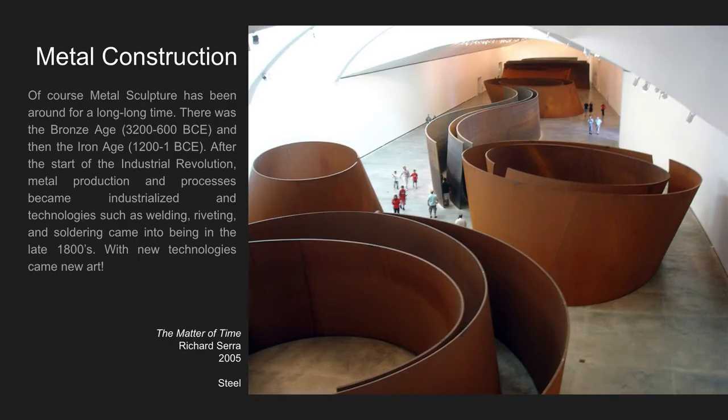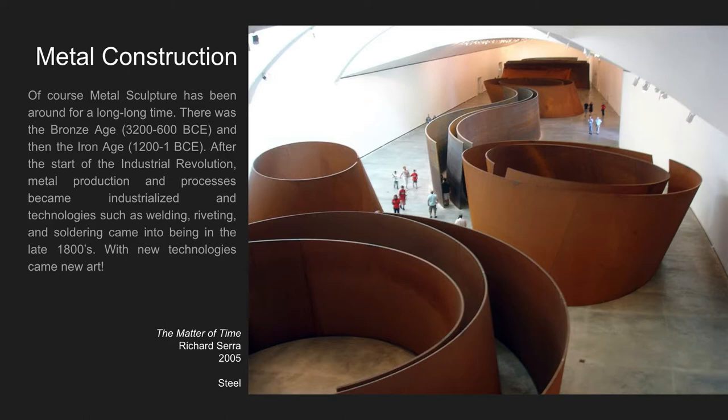So here's some metal construction. Of course, metal sculpture has been around for a long, long time. There was the Bronze Age, 3,200 to 600 BC. And then the Iron Age, 1,200 to the year 1 BC. After the start of the Industrial Revolution, metal production and processes became industrialized, and technologies such as welding, riveting, and soldering came into being in the late 1800s.